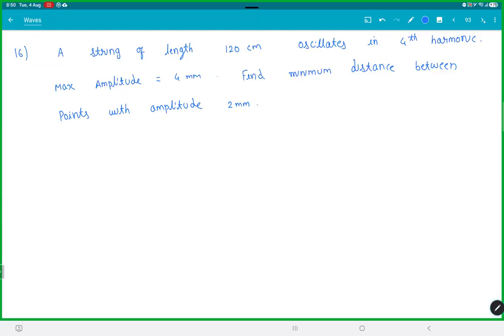Maximum amplitude is for the antinode. So that guy is going with 4. That means all particles are going between 0 to 4. So the question is, there are particles which are oscillating only up to 2 mm. There are multiple of them. What is the minimum distance between them?